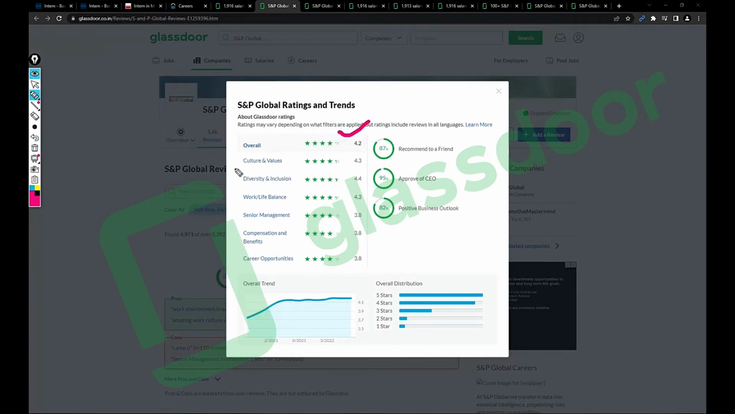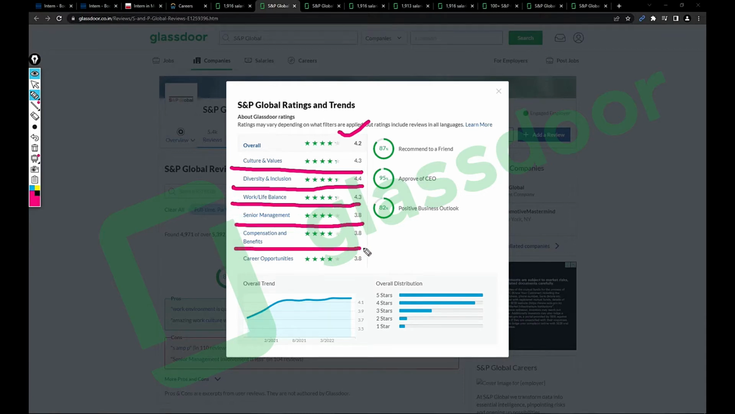Overall it is 4.2, culture and values 4.3, diversity and inclusion 4.4, work-life balance 4.3, senior management 3.8, compensation and benefits 3.8, career opportunities 3.8. So all three things, senior management, compensation and benefits, and career opportunities, are rated 3.8, which means it is a bit difficult to join this company compared to other companies, but work-life balance is good. So you might get less salary, but your working hours and work pressure would be less.